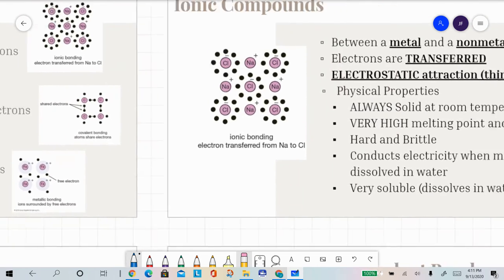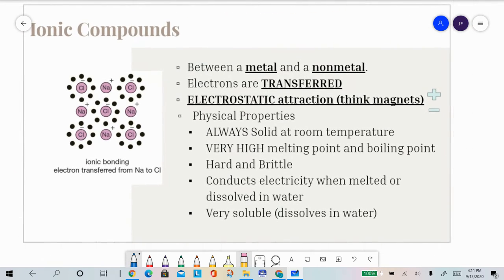So let's first look at ionic. Ionic compounds are between metals and nonmetals. The electrons are transferred. If I'm looking at this picture, sodium has a positive charge because it has given its electron to a chlorine, which now has a negative charge. And we looked at that in ions. If sodium loses an electron, it becomes a positive ion. If chlorine gains an electron, it becomes a negative ion.